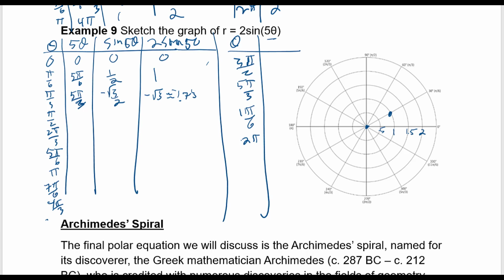So here we're at pi over 3, so it's going to be down to here. Looks like it's going to come out like this and come down like that. Something like that.